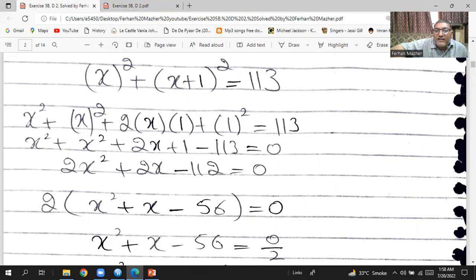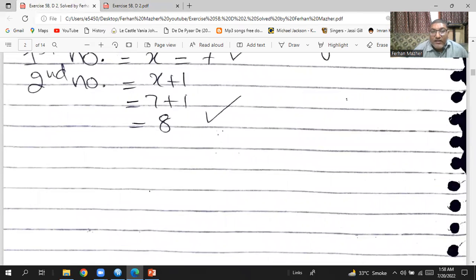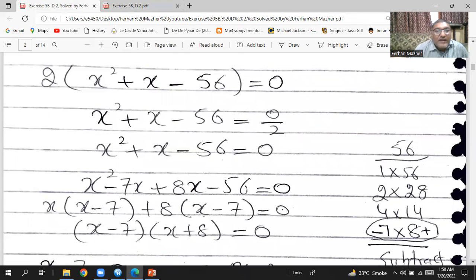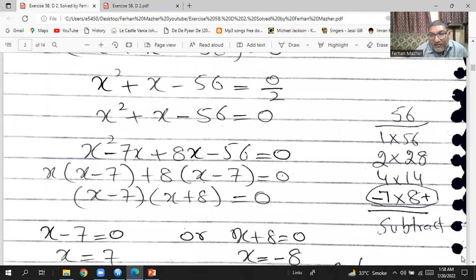And now you can see, here we are. So we will have x squared plus x minus 56 equals 0. So multiply the extreme terms, you get 56. So we will factorize 56.